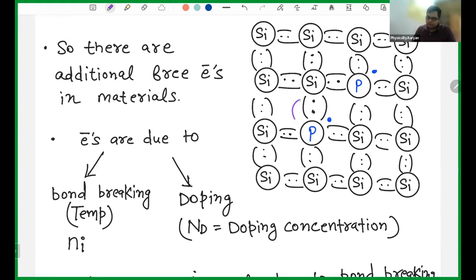Now, this phosphorus had 5 electrons. It made the bond with this, it made the bond with this, it made the bond with this, and it made the bond with this. But one of the electrons still has not made any bond. So now this electron is a free electron. So now you are getting more free electrons.